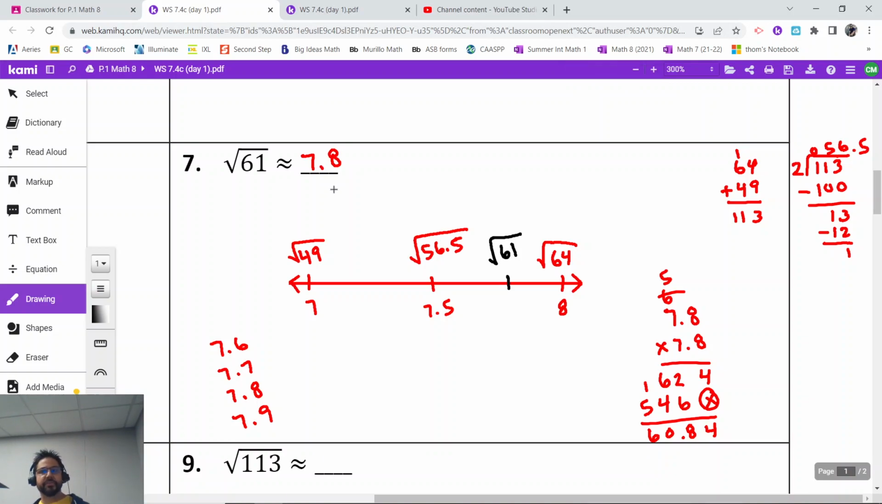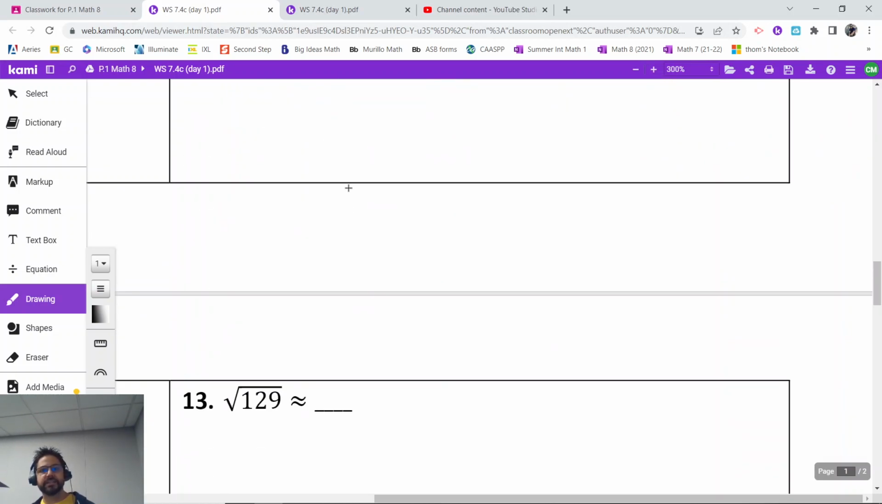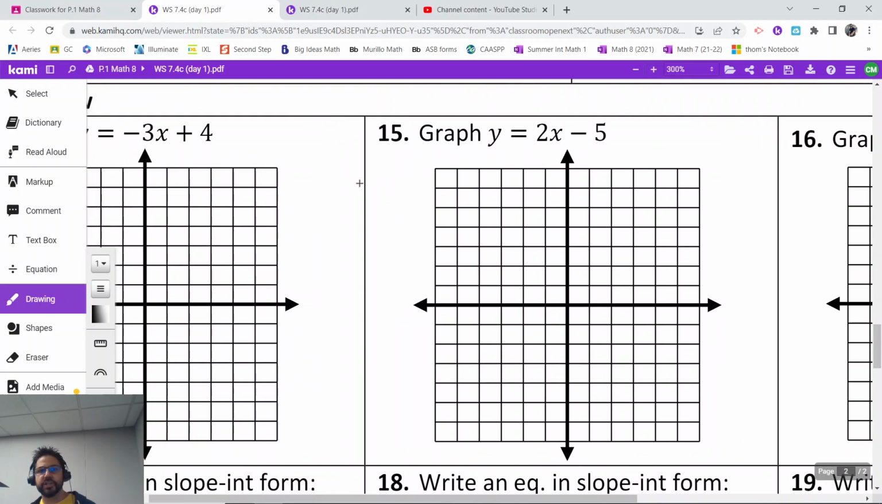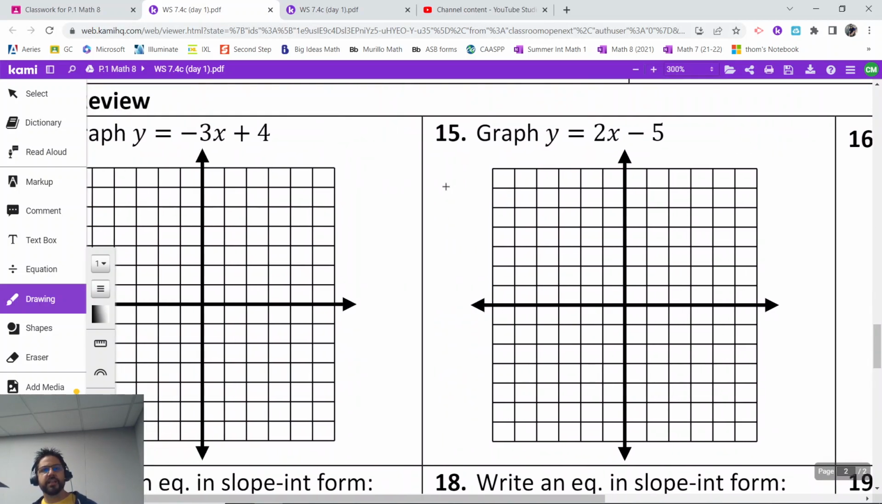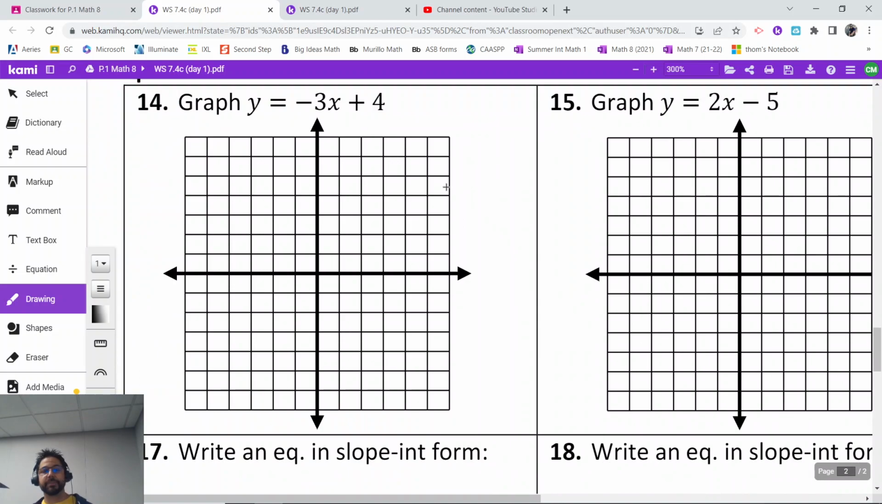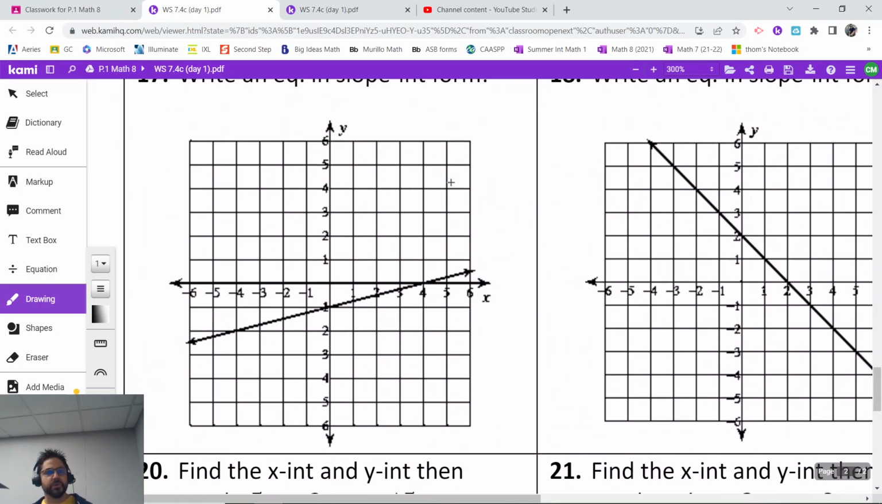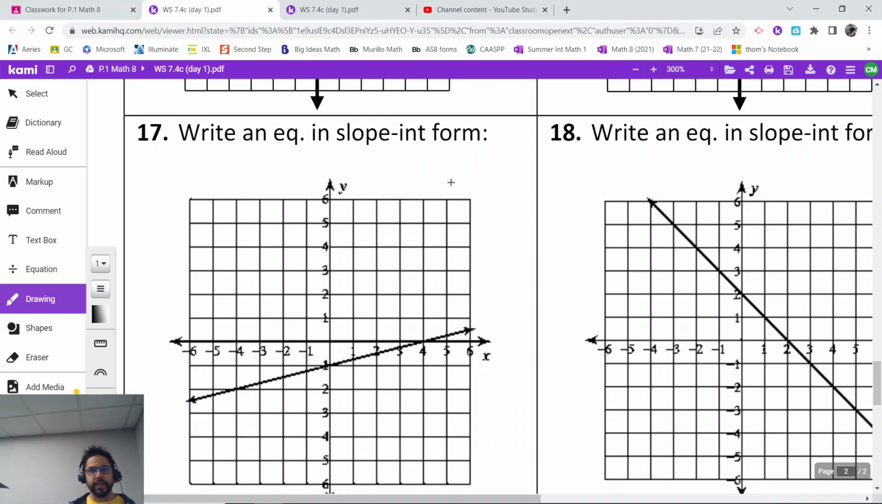All right, so you got some on the front like that to do, and then on the back side, remember you've got some review problems, some graphing equations, slope-intercept form. Some students I've noticed in my class have been actually using their notes to help them out. Let's actually do 17 just real quick. It says write an equation in slope-intercept form. So remember, I need the slope and the y-intercept to be able to do that.